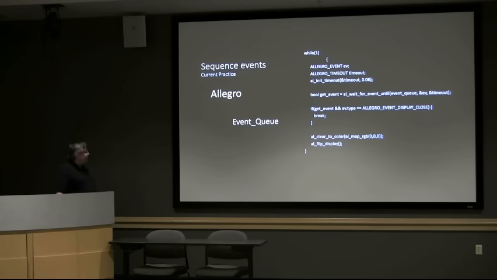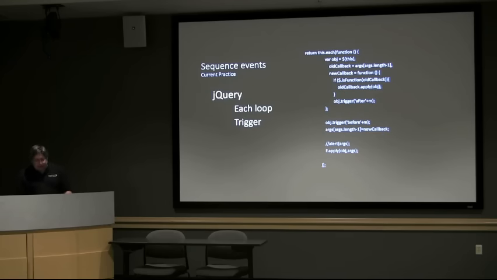Allegro is also another one that has an event queue. It uses a polling type procedure where you add an event to an event queue. And if the event is caught, it will go through the queue and say, oh, yep, I'm the one. I'll do my manipulation of the UI based on that event that I've just captured.